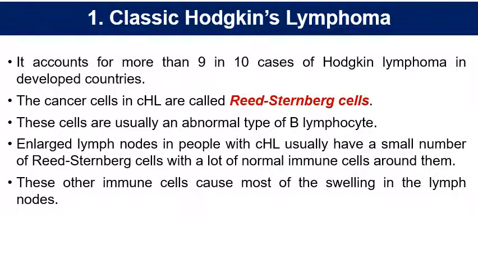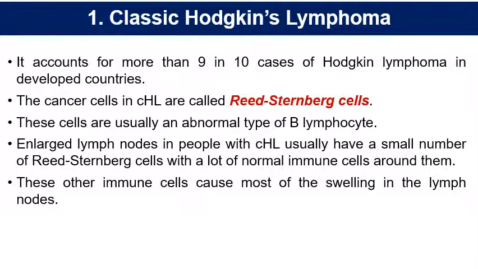The first type is classic Hodgkin's lymphoma. It accounts for more than 9 in 10 cases of Hodgkin lymphoma in developed countries. The cancer cells in classic HL are called Reed-Sternberg cells. So it is understood, as I mentioned earlier, these cells alone differentiate the two types of lymphomas, Hodgkin and non-Hodgkin. These cells are usually an abnormal type of B lymphocyte. And enlarged lymph nodes in people with CHL usually have a small number of Reed-Sternberg cells with a lot of normal immune cells around them.